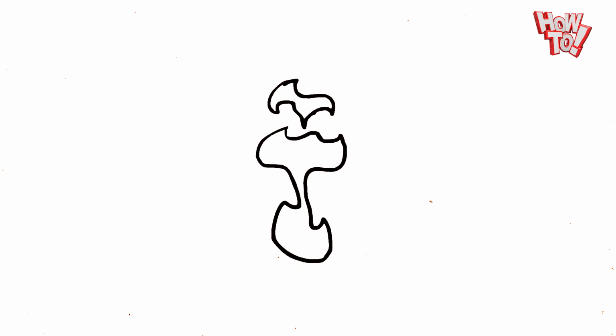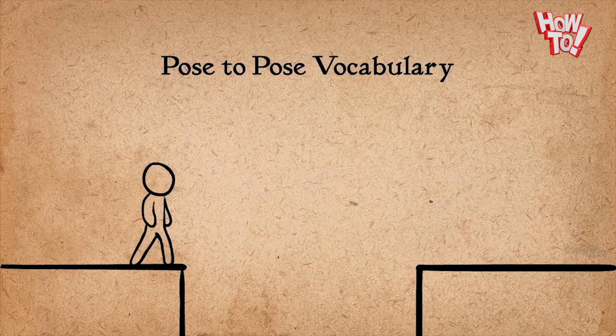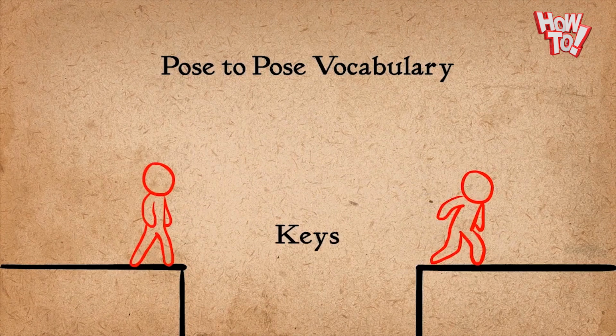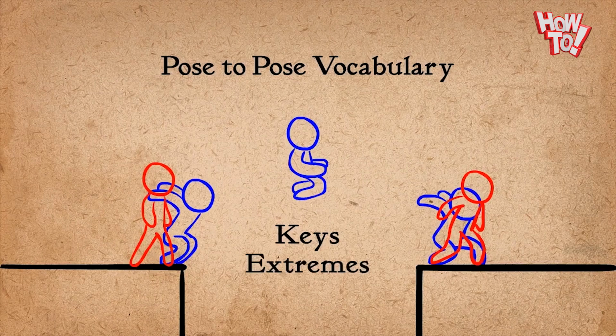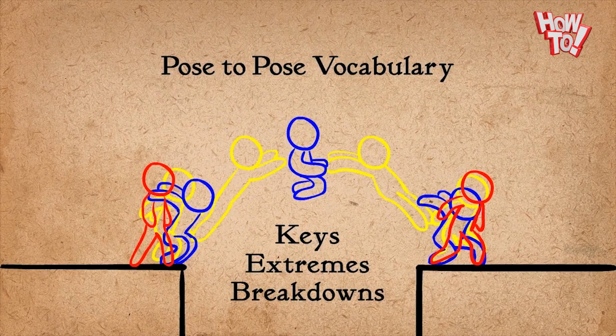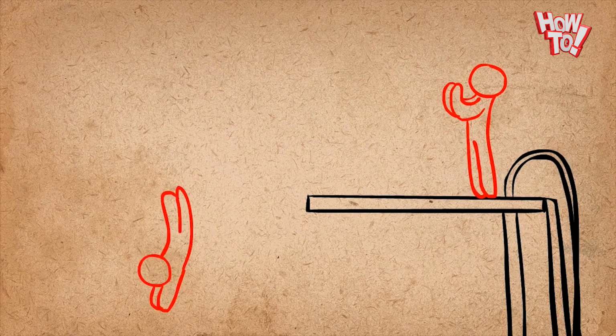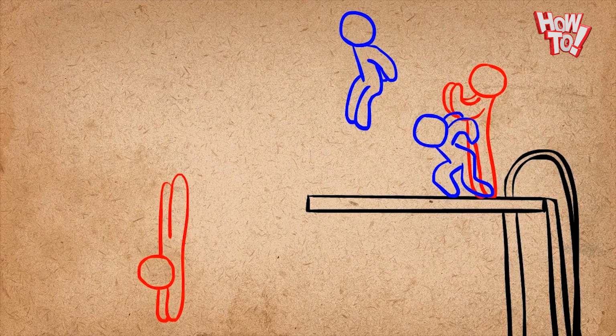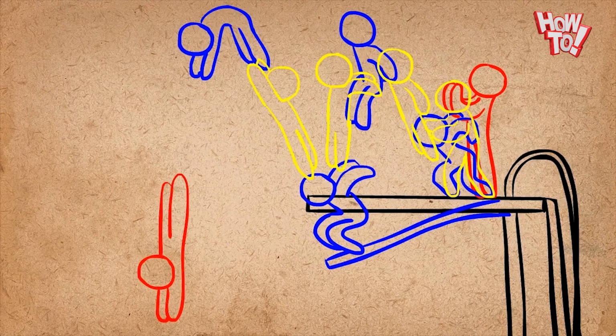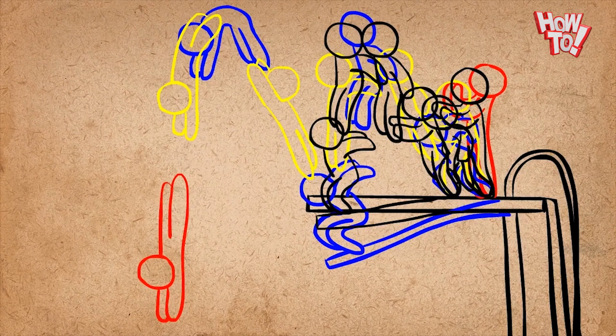When doing pose to pose, there are some vocabularies that go into it. There are main poses called keys, secondary poses called extremes, and further breaking poses called breakdowns. So what you do is to make the key first, then extreme, then decide how you want the extremes to connect using breakdown poses. Now see the final sketch.